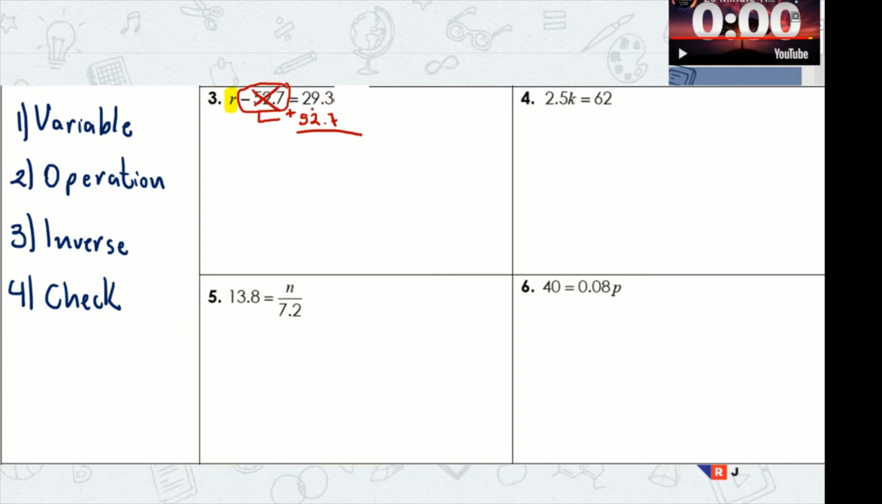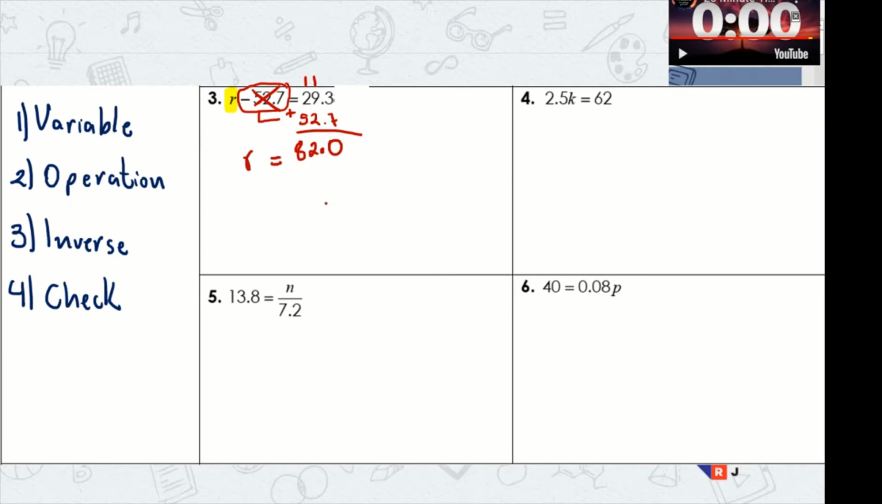3 plus 7, it is 10. Okay, carry 1. And the decimal point, bring it down. 9 plus 1, 10. 10 plus 2, 12. Carry 1 again. 2 plus 1, 3. 3 plus 5, 8. 82. R equals 82.